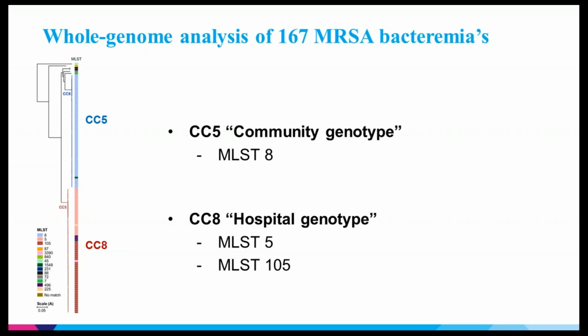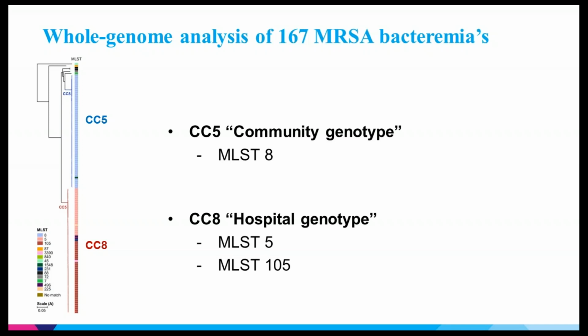We built a whole genome phylogeny of those, and at a very broad level, you see the phylogenetic tree here on the left. The isolates that we sequenced broke down in either clonal complex 5 or clonal complex 8. The clonal complex 5 is a community genotype, so these are staph isolates that are typically circulating in the community, and patients may come into the hospital with, for example, an abscess that they picked up in the environment.